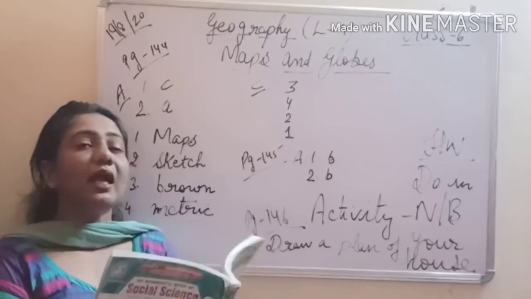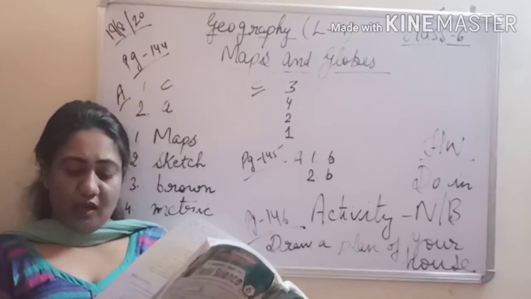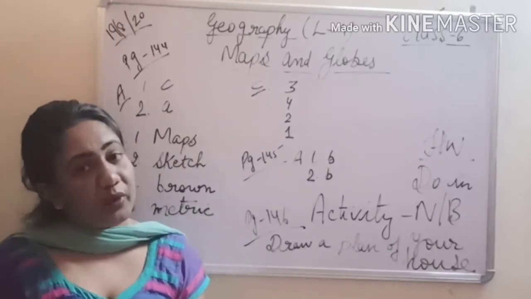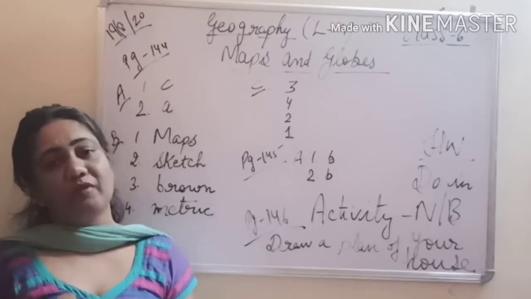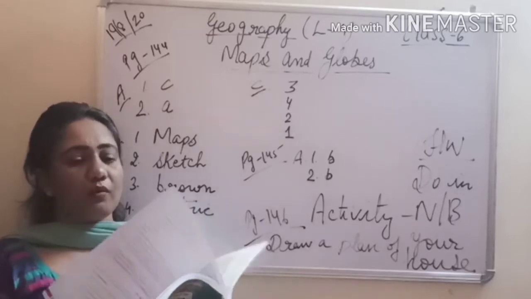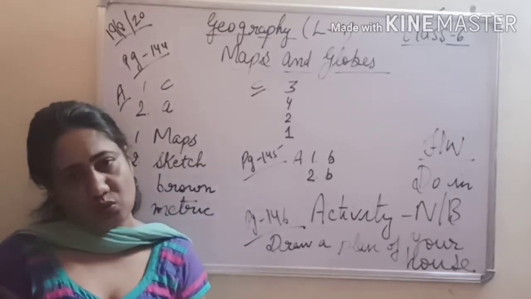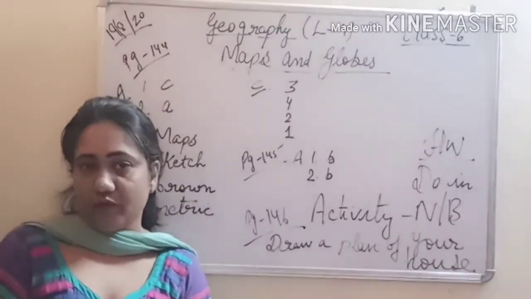I just want a proper plan of your house in your SST notebooks and it will be considered as an activity. And you can take the help of a plan that they have given on page number 143. So they have given a plan of a house. You can just take the help from there and you have to draw a plan of your own house. So this is your homework for today apart from completing your book work. So with this we finish chapter number 4 of geography.